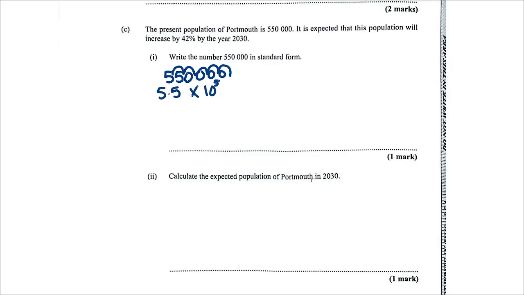Calculate the expected population of Plymouth. Now, this is percentage change. Your original percentage, this is something that you always should know. Original percentage, unless stated otherwise, is 100%. So we know that if 100% is equal to, what is the original population? 550,000.